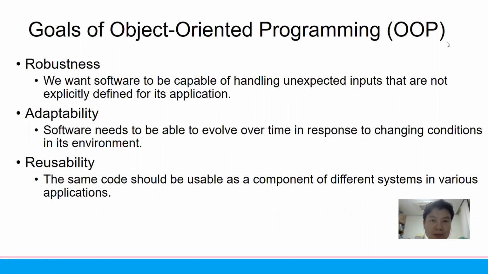So the goal of object-oriented programming, actually there are three. This is the definition that I got from the book that I already put as the reference. First is robustness. We want the software to be capable of handling unexpected inputs that are not explicitly defined for its application.